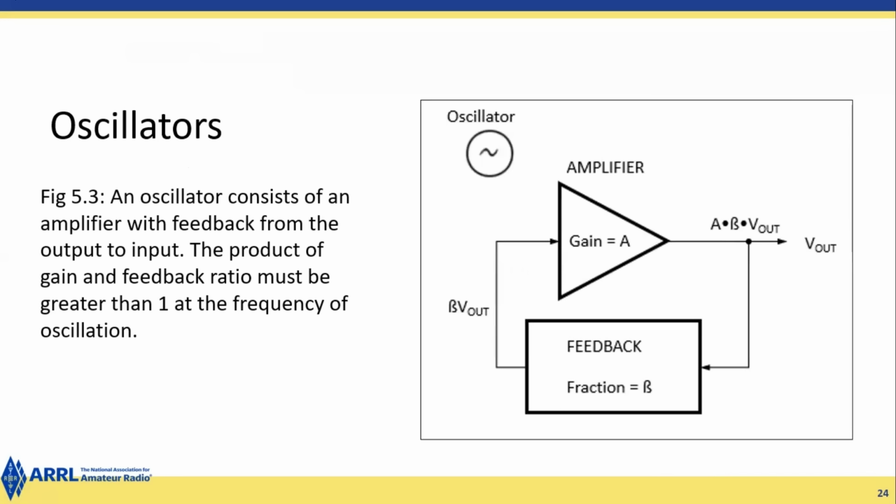Another circuit: oscillators. They usually consist of an amplifier with feedback from the output to the input. The product of gain and feedback ratio must be greater than 1 at the frequency of oscillation. This is the basic premise of all the oscillators we use in our radio equipment. You've got an amplifier, we feed some of it back to itself, and it starts to oscillate.